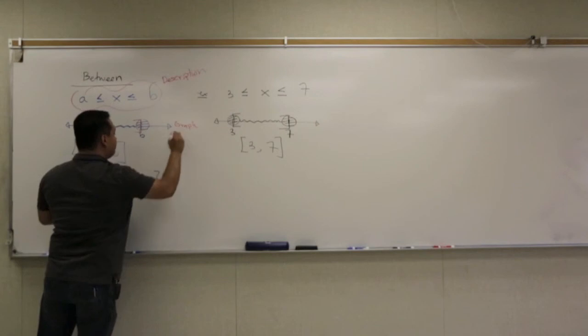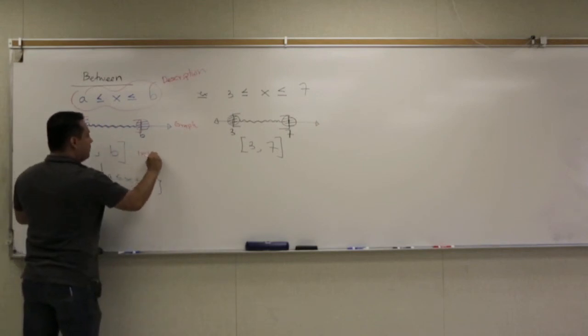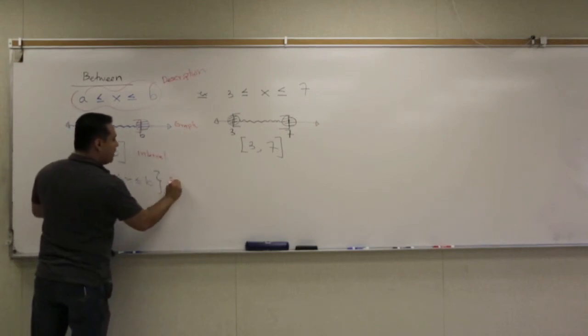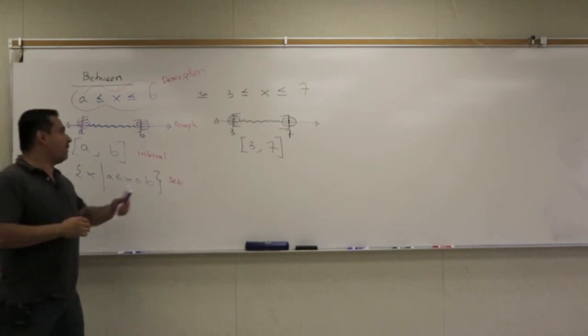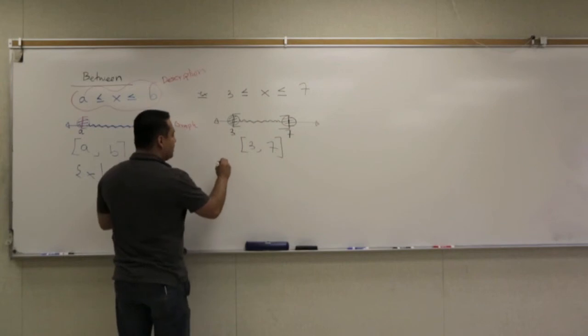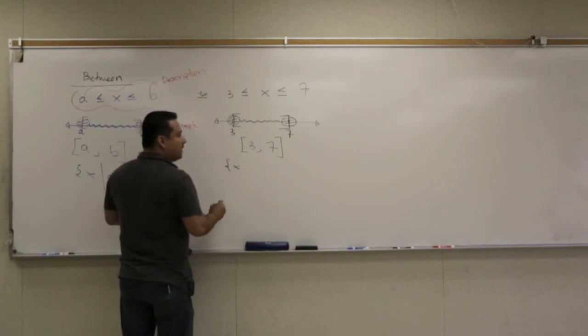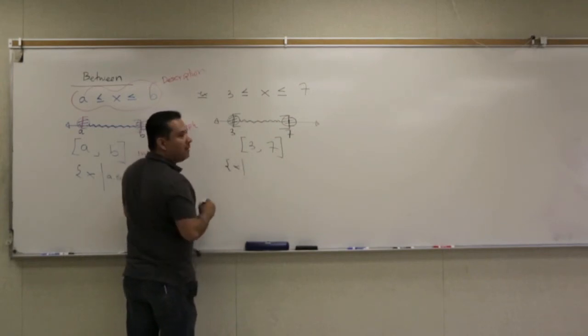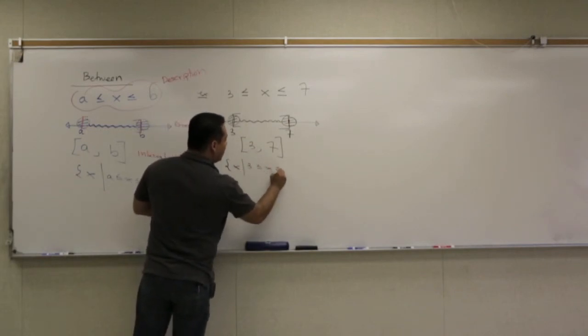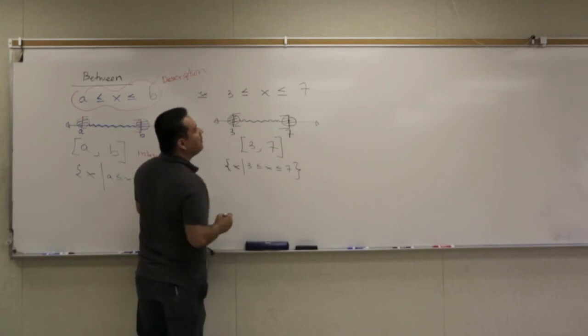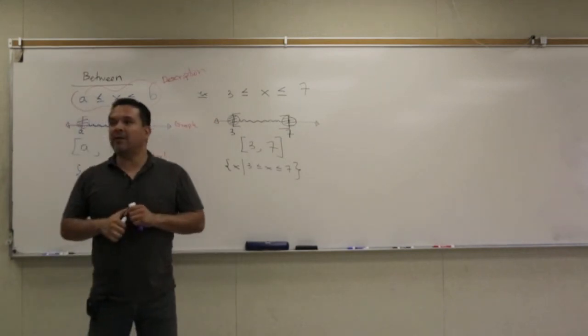I'll write it out. Graph. Interval. Set notation. Okay, we just have to write the set notation over here. What's the set notation over here? It's the set of all x such that 3 less than or equal to x less than or equal to 7. So here's your set notation. Okay, you guys okay with this?